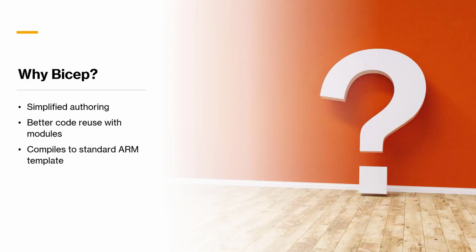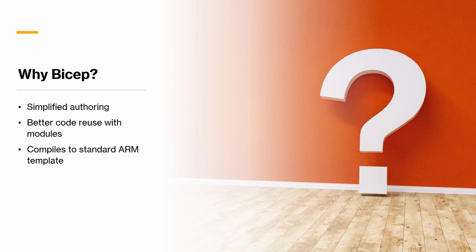Now, why would you even use something like Bicep? Well, reason number one for me is certainly the simplified authoring experience. The Bicep files are just simpler to write than these JSON ARM templates that we had to write before. Especially when you start doing things with expressions, it starts to become obvious that this is the way to go. A second reason is that it's much easier to reuse code with modules in Bicep. It's really made for that as well, somewhat similar to how Terraform does it.